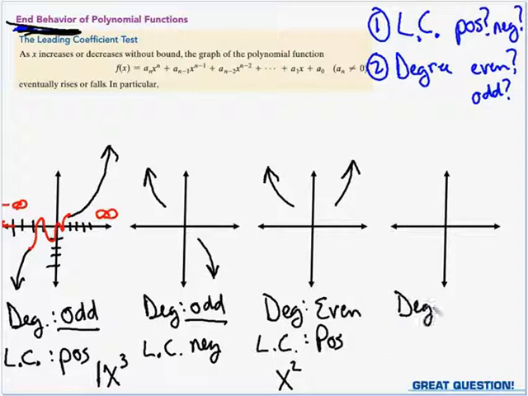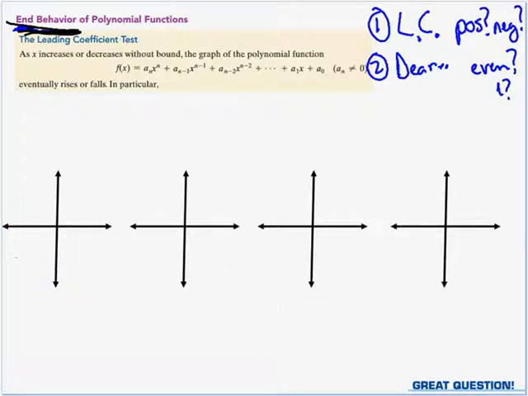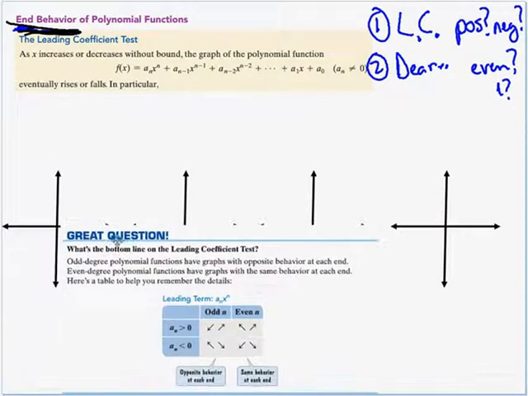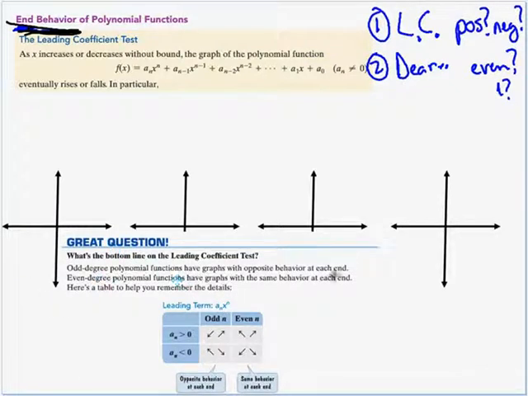Okay, and for the last one, we are still even degree, but now our leading coefficient is a negative number. Well, if that's the case, we're going to be going down to the right and down to the left. Odd degree functions go in opposite directions, ups and downs. If your degree is even, you're going in unison. Both are going up or both are going down. And I'd bring up that great question, but that's pretty much what that great question just talked about. There you go. Odd degree polynomials have opposite end behavior, even degree polynomials have the same behavior. You're both going up or both going down.